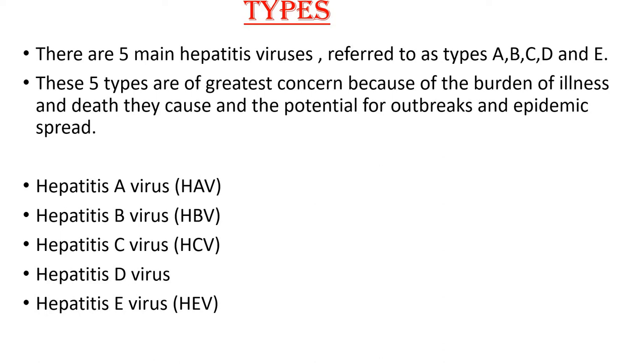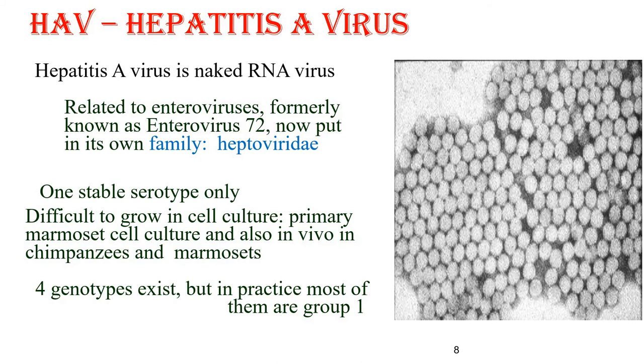We'll consider each virus one by one: hepatitis A virus, which is abbreviated as HAV, hepatitis B virus as HBV, hepatitis C virus as HCV, hepatitis D virus as HDV, hepatitis E virus as HEV. We'll first consider hepatitis A virus, which is shown here in this slide. Hepatitis A virus is a naked RNA virus related to enteroviruses, formerly known as enterovirus 72.